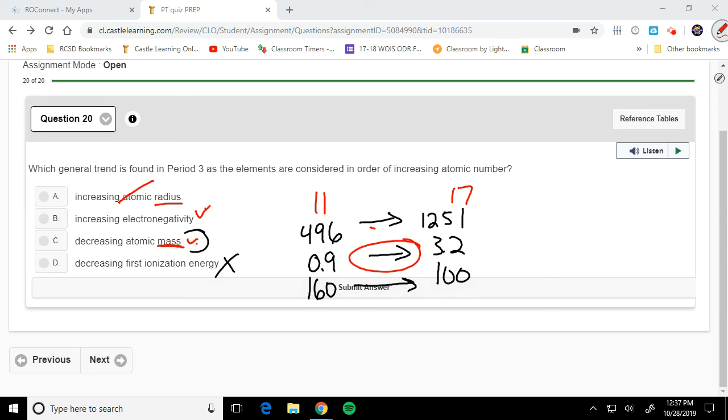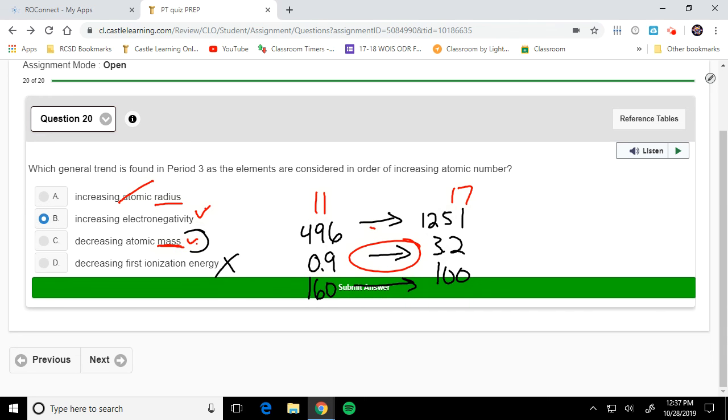So when that happens, red flag, something's wrong. There's 2 potential right answers. I misread something, most likely, or I made a common silly error. So in this case, I misread and made a common silly error. Luckily, I didn't pick it yet. I see my electronegativity is increasing, and I'm looking for increasing, so we're good.